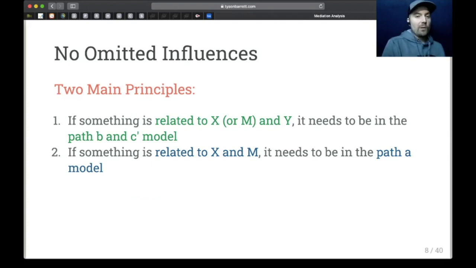So when it comes to no omitted influences, there are 2 main principles you need to keep in mind. If something is related to X or M and Y, it needs to be in the path BC prime model. I'll talk about what that means in a sec. If something is related to X and M, it needs to be in the path A model.